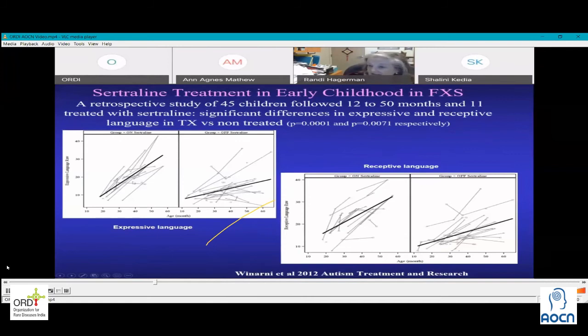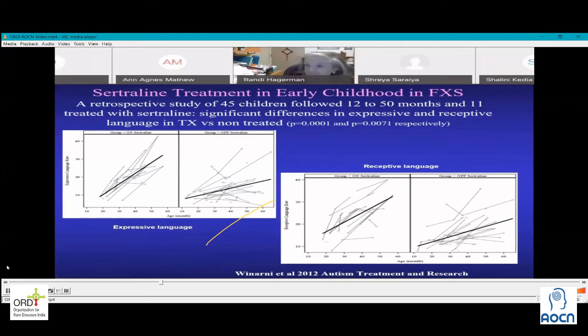including even at 1.5 to 2 years of age. And this is low dose sertraline, basically 5 or 2.5 milligrams per day. For both expressive language and receptive language, this retrospective study showed that the trajectory of language development was much better when they were treated with low dose sertraline.